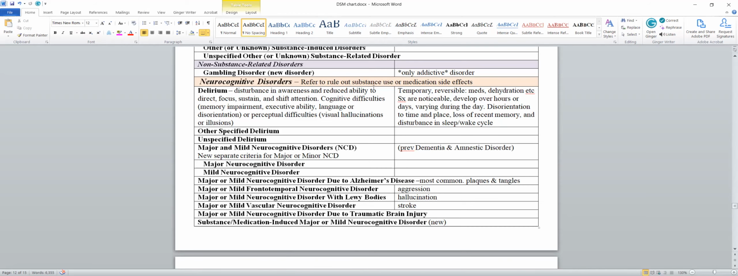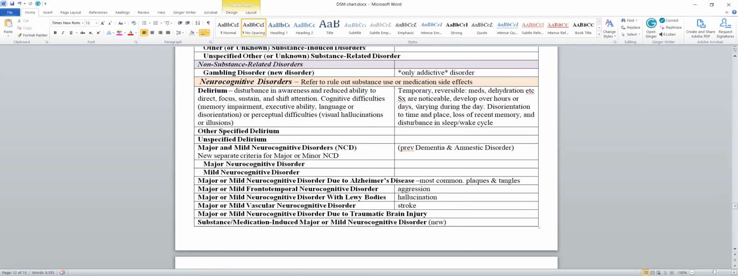Refer to rule out substance use or medication side effects. Delirium, which can be assessed via the mental status exam. Delirium is a disturbance in awareness and a reduced ability to direct, focus, sustain, and shift attention. Cognitive difficulties include memory impairment, executive ability, language or disorientation, or perceptual difficulties like visual hallucinations or illusions.